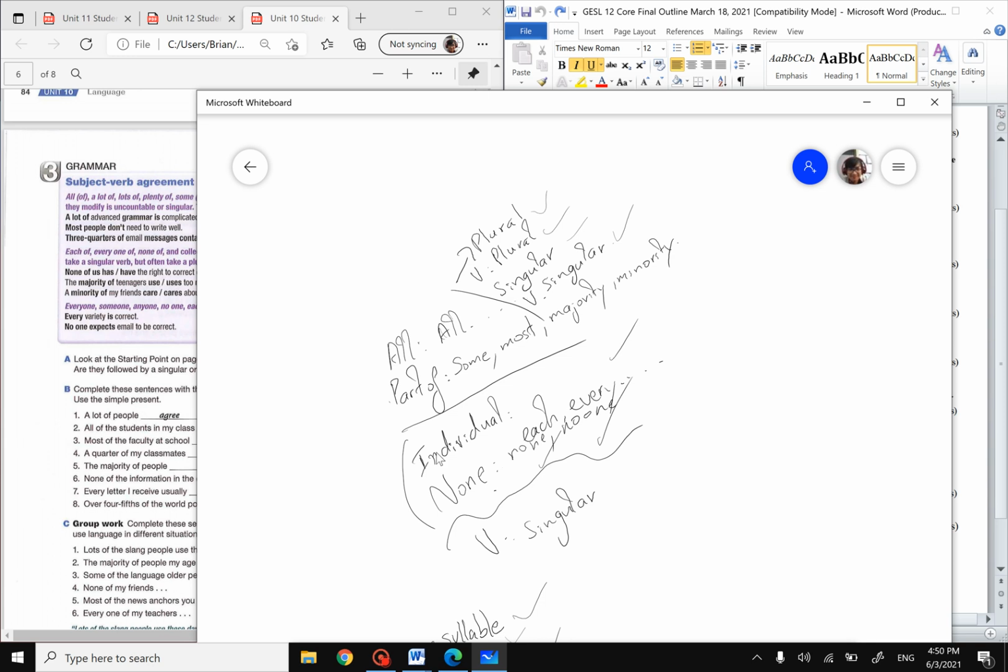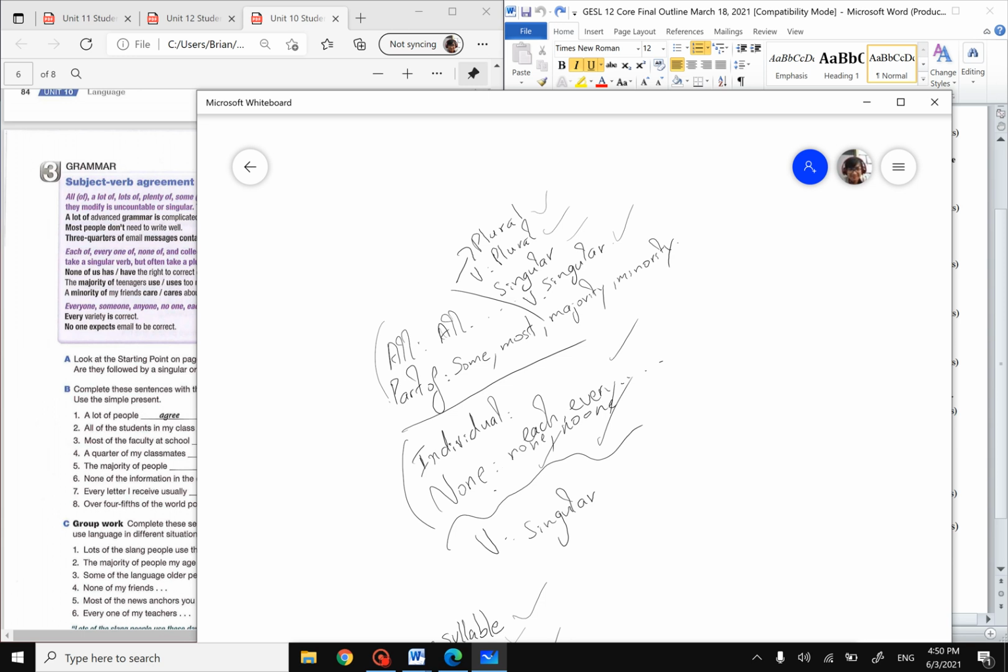If the quantifier falls into these two categories, all or part of, we have to look at the noun that follows it. If the noun is plural, we must use a plural verb. If the noun is singular or uncountable, we must use a singular verb. Again, for a quantifier that means all or part of, look at the noun behind it.